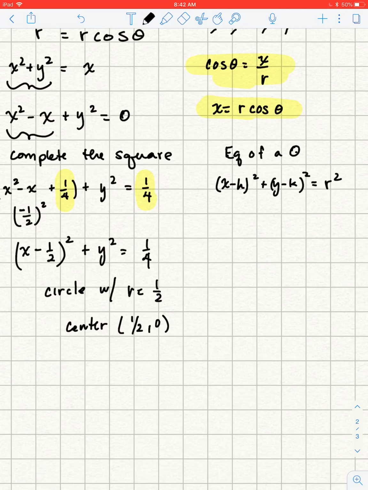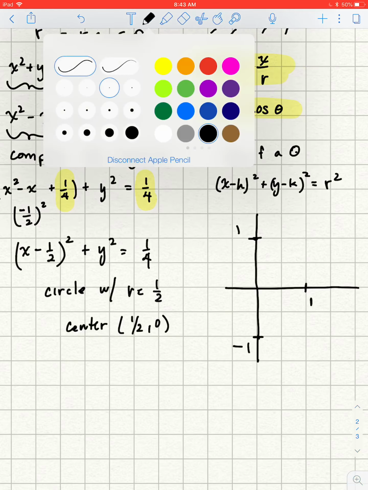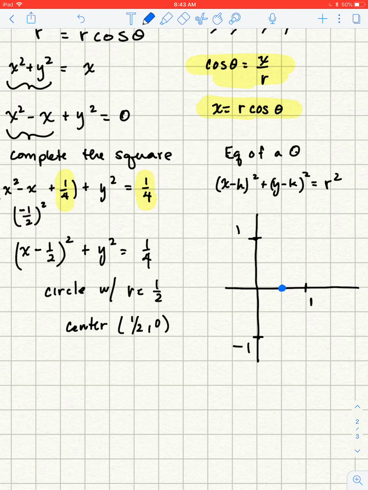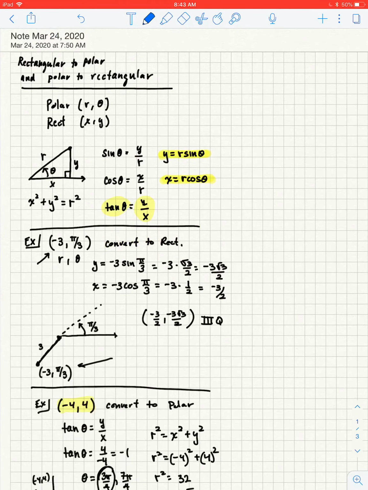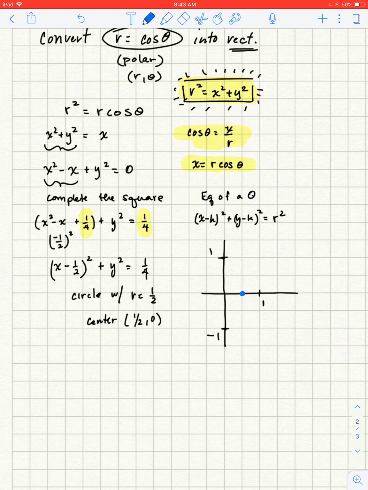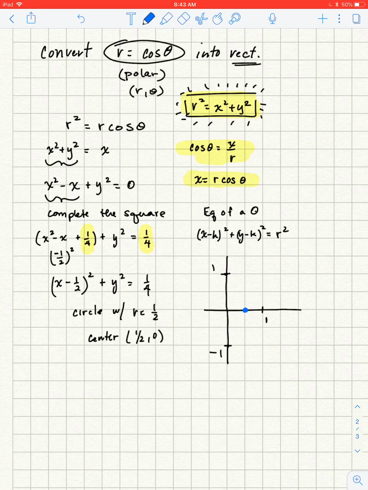So what we have, let's say this is 1, and that's 1, and -1. So if the center is there, there's our center, and we have 1/2 as the radius. And we know that we would have a 1.5 unit away from all of these, and there is our curve.